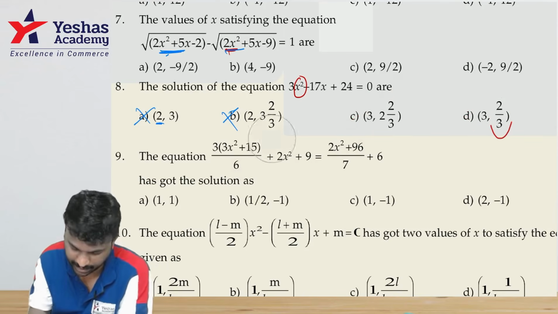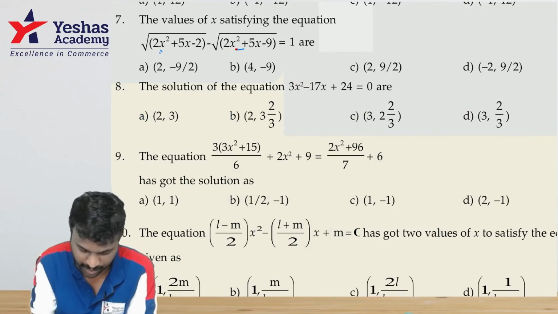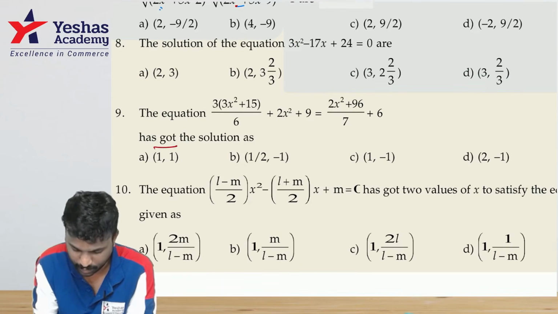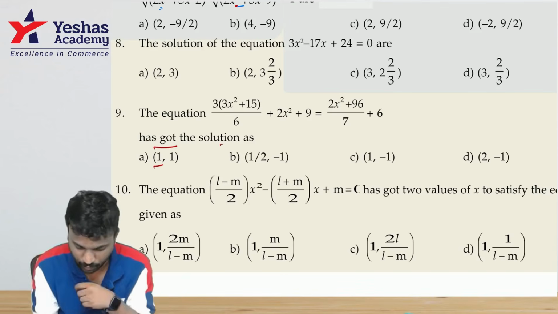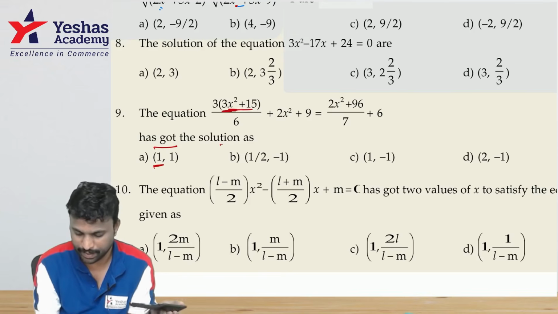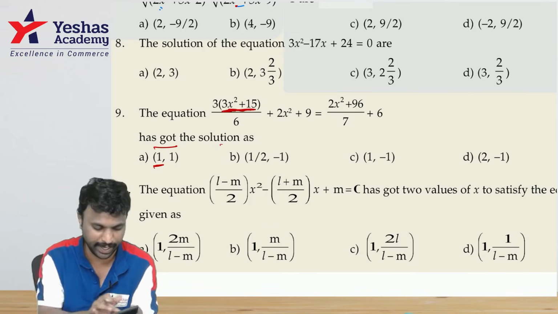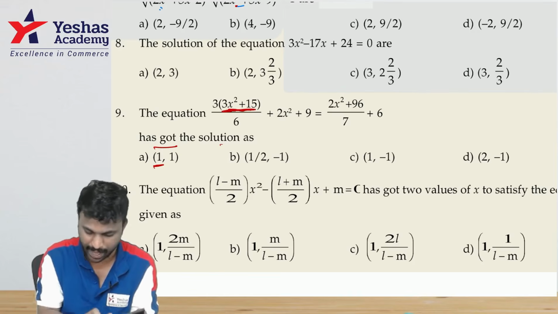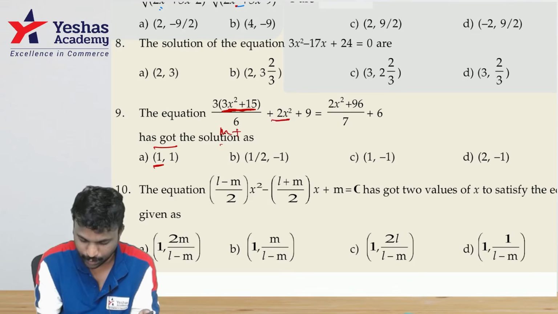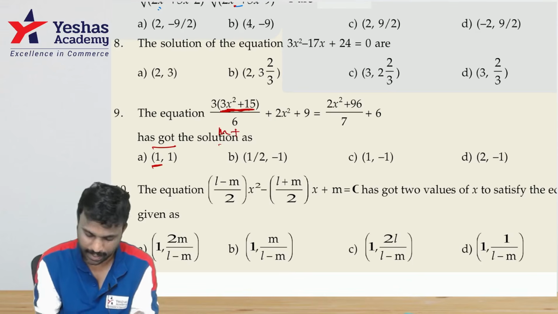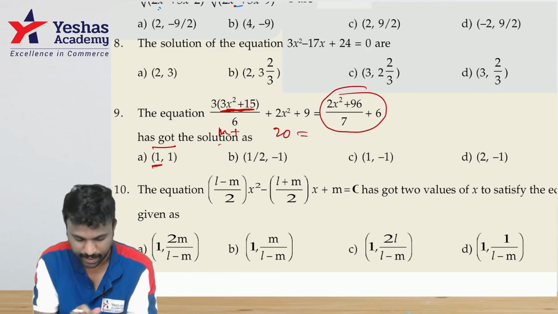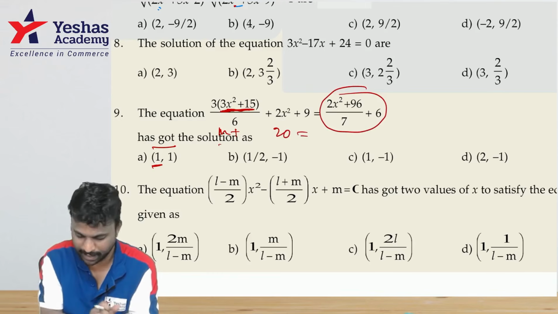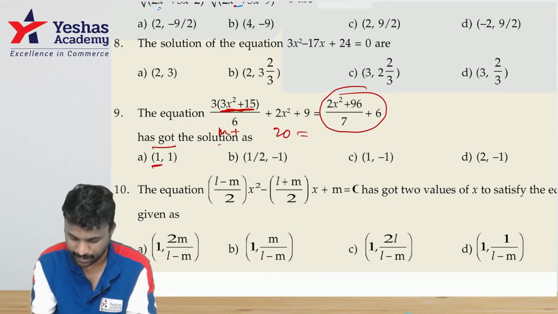That is question number 9. What is question number 9? The equation has got the solution. So where is the x value, guys? X value is in the option. Guys, if I hit 1, 3 plus 15, 18, 18 into 3, 18 into 3 divided by 6, M plus. All right. And 2 into 2 plus 9, 11, M plus, MRC. So 20 it is. So LHS is 20. This also should be equal to 20. We'll check. 96 plus 2 divided by 7 plus 6. It is equal to 20.